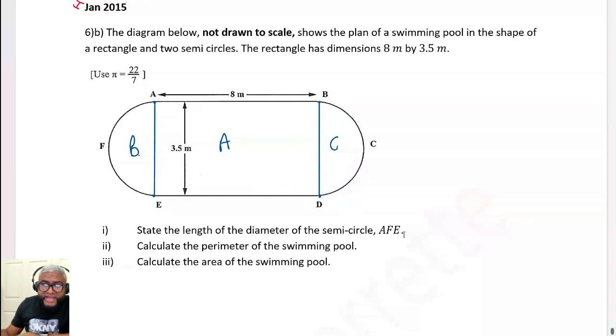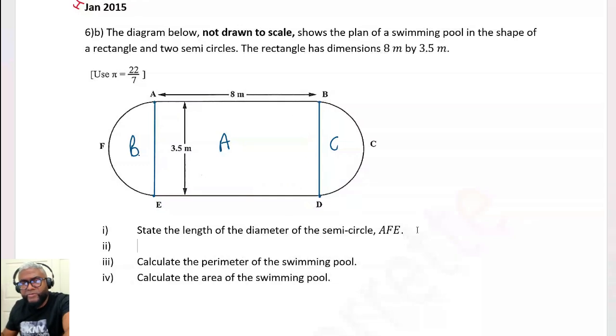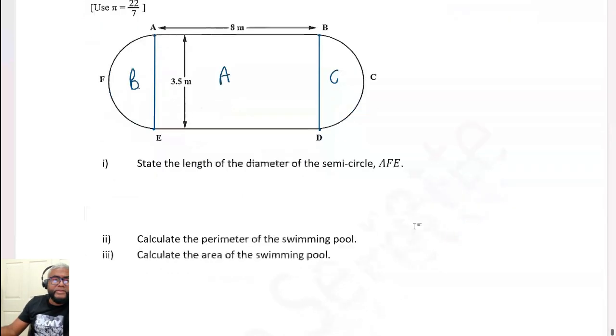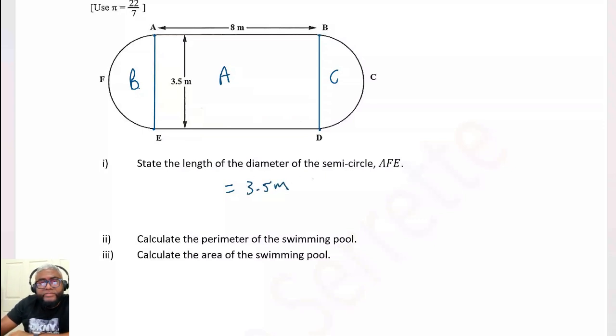They want you to state the length of the diameter of the semicircle. We already figured that out. What is the length of the diameter of the semicircle here, Melika? What is the length for the diameter? Excellent, 3.5 meters. That is my diameter. Calculate the perimeter of the swimming pool.